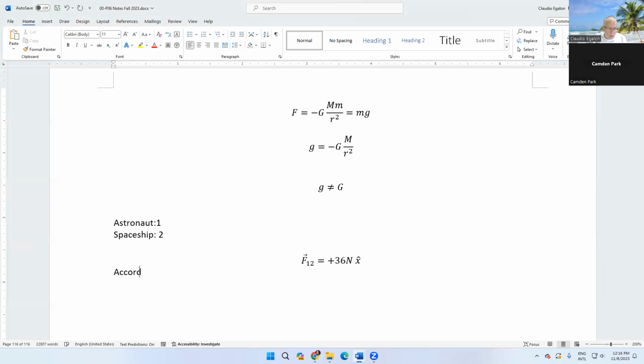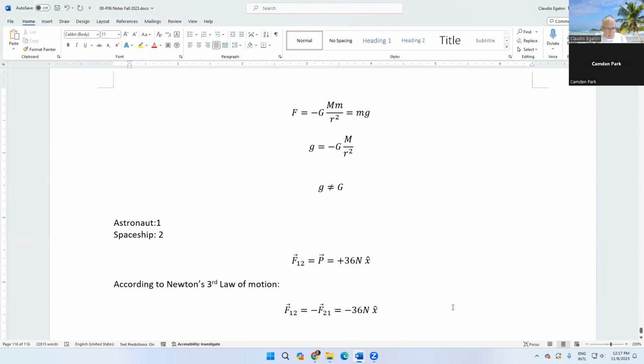Now, according to Newton's third law of motion, and by the way, the book is calling that P. According to Newton's third law of motion, F of 1 on 2 is equal to minus F of 2 applied to 1, which is minus 36 newtons in the x hat direction. Okay, so that was your question, right?